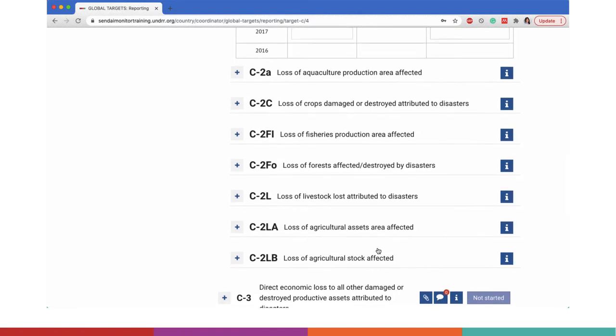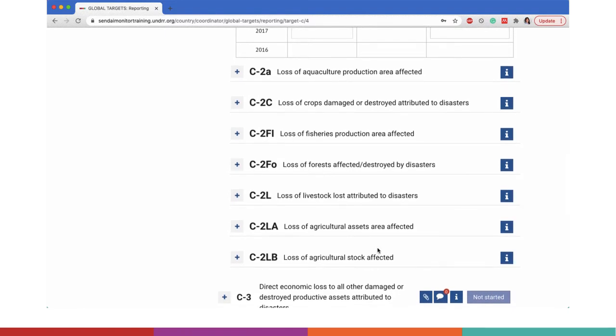The methodology to assess economic losses of the agricultural sector for indicator C2 has been developed by the Food and Agriculture Organization and UNISDR.